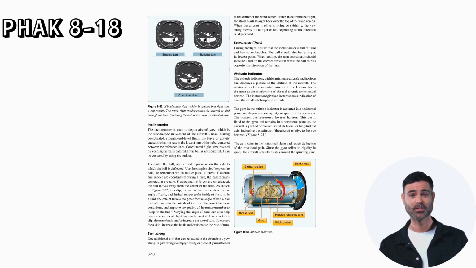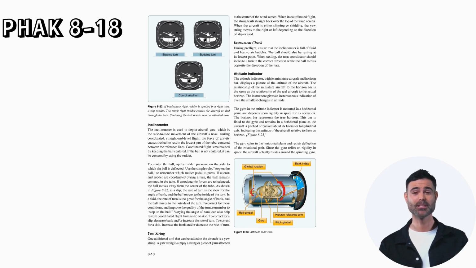Attitude indicator. The attitude indicator, with its miniature aircraft and horizon bar, displays a picture of the attitude of the aircraft. The relationship of the miniature aircraft to the horizon bar is the same as the relationship of the real aircraft to the actual horizon. The instrument gives an instantaneous indication of even the smallest changes in attitude. The gyro in the attitude indicator is mounted in a horizontal plane and depends upon rigidity in space for its operation. The horizon bar represents the true horizon.